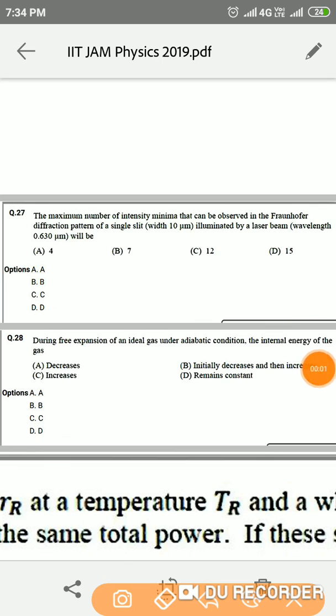Now moving towards question number 27. In this question, it was asked the maximum number of intensity minima that can be observed in a Fraunhofer diffraction pattern of a single slit. We have been given the width of the single slit, that is 10 micrometer, and the wavelength of the laser beam, that is 0.630 micrometer. So let's solve this question in the notebook.